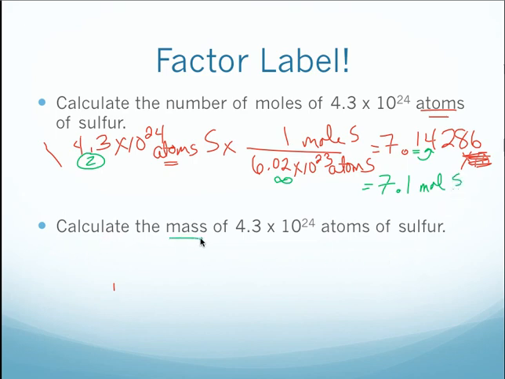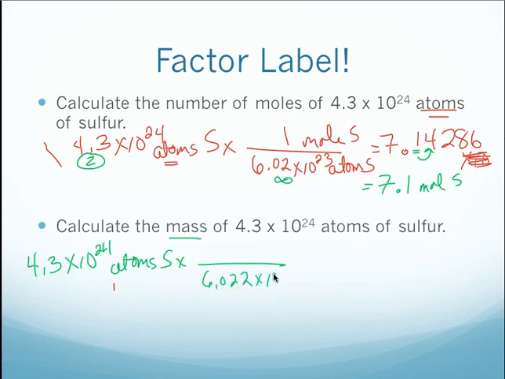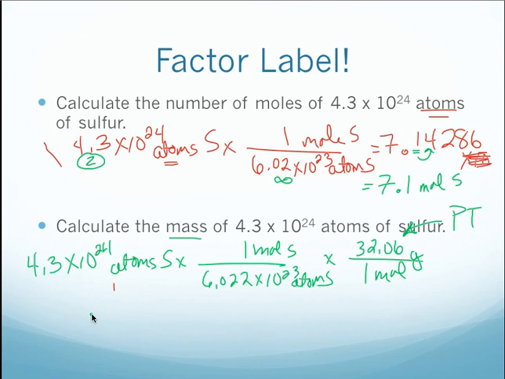Now I want to calculate the mass. Okay, so I have 4.3 times 10 to the 24th atoms of sulfur times 6.022 times 10 to the 23rd atoms of sulfur in 1 mole of sulfur times, now I can relate moles to grams from the periodic table, and it's 32.06. This is from my periodic table.